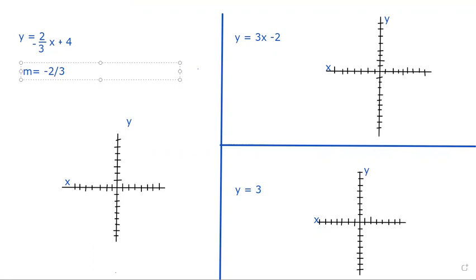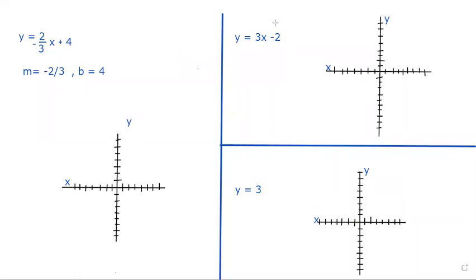Automatically, that's going to tell me that my line is falling from left to right. Why is that? Because my slope is negative. My y-intercept is going to be 4. That's in y equals mx plus b form. Okay. Now, this is what we have to do to graph it. This tells us a lot about our line right here.